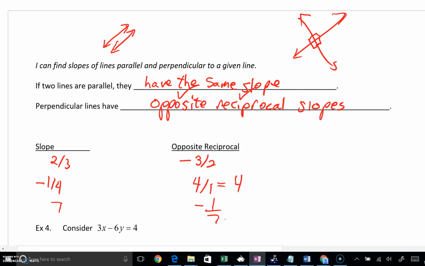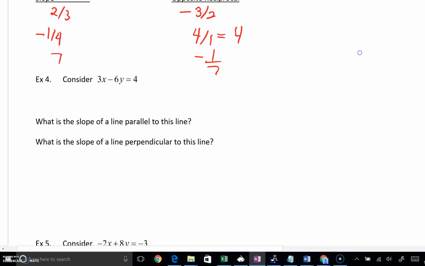-1/7. See, I think sometimes kids really focus on the reciprocal, the flipping, which you need to do, of course, but just as important, equally important, is changing the sign. So again, when you have 2 parallel lines, it's the same slope. When it's perpendicular, it's opposite reciprocals. So we're going to do 2 quick problems here to get you going, and then we'll let you start.